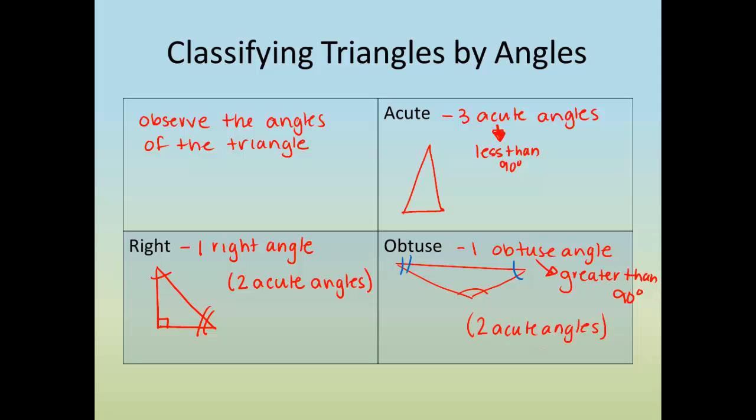On your paper, you'll see some triangles, and I'm going to ask you to pause the video and try to classify those by these three names: acute, right, and obtuse. When you're done, resume the video and we'll go on to the other side.